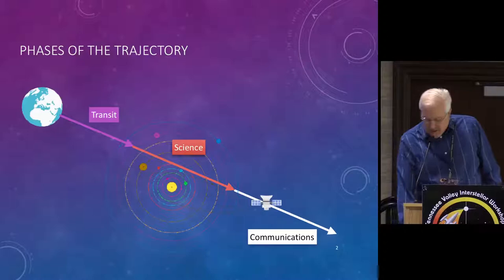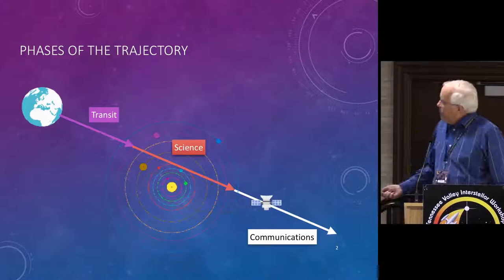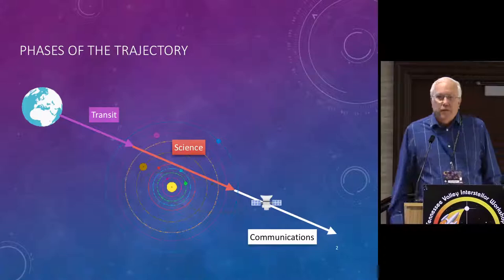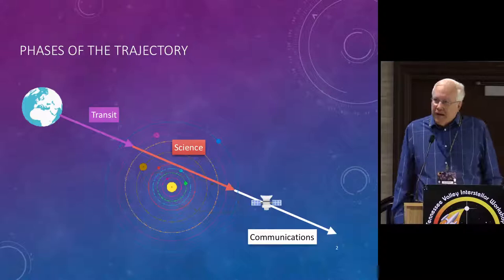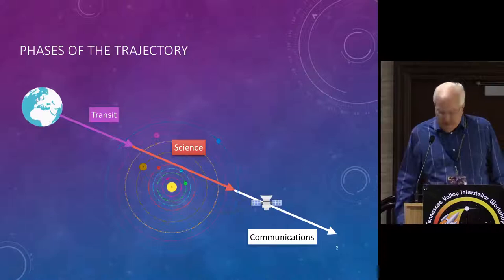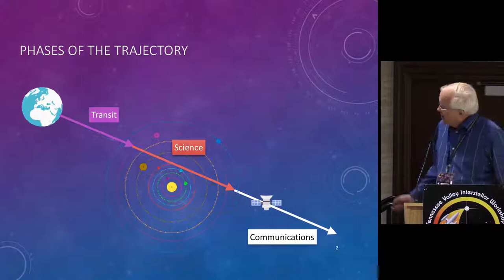To make it clear, the phases of the trajectory of a Starshot will be the transit phase of about 20 years, the science collection phase, which will last on the order of minutes because of the high speed of the spacecraft, and then a communications phase during which we're communicating the data that's collected back to Earth. So what we're talking about now is that communications phase.